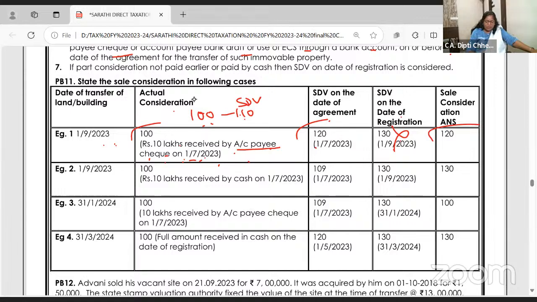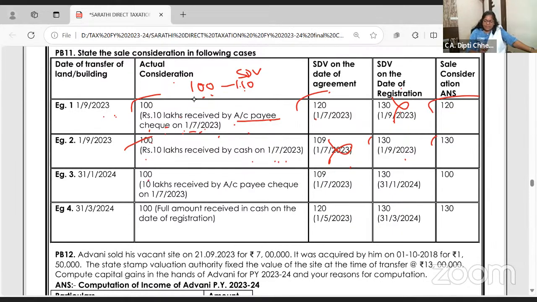Right. Now, the second case. I have sold the property for 100 lakhs. 10 lakhs is received, but it is in cash. If you receive token money in cash or if you don't receive any, stamp duty on the date of agreement is not important. Now, stamp duty on registration, 100 or 130, whichever is higher. So, 130. Now, this is 100, and 10 lakhs is received by account payee cheque. So we will take the stamp duty value here.